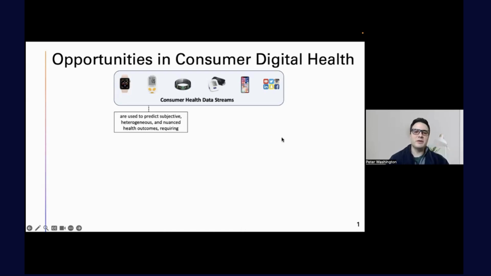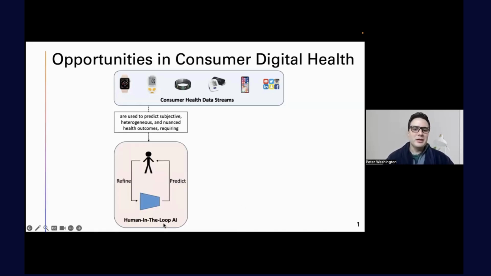And so the first problem is that they are often used to predict highly subjective, heterogeneous, and nuanced health outcomes. Things like in mental health or other patient reported outcomes. They are inherently subjective, which makes it very challenging versus predicting something like they have diabetes or not, because you do that measurement and you know if their glucose level qualifies them for a diabetes diagnosis. But for things in psychiatry and behavioral sciences, you can't do it like that.